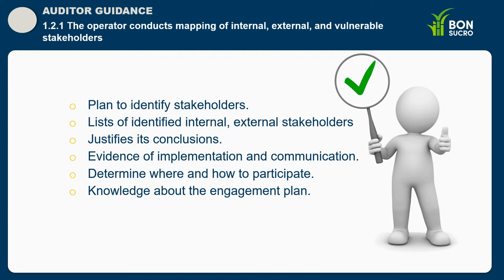From the point of view of auditing this indicator, there needs to be a plan to identify stakeholders. So the auditor needs to understand how this plan works, and how they identify the internal and external stakeholders. How they justify this identification and this prioritization. Evidence of implementation and communication, determining where and how to participate, and the knowledge about the engagement plan. Where is the knowledge, the interviews undertaken, and how this engagement plan works.